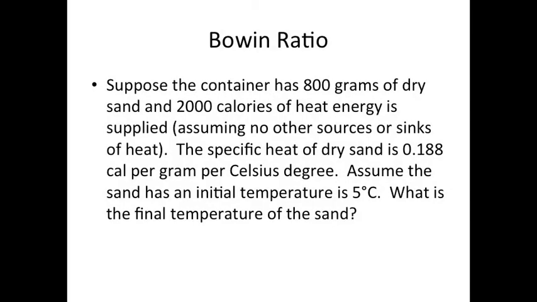Let's take this Bowen ratio problem. Suppose the container has 800 grams of dry sand and 2,000 calories of heat energy is supplied, assuming no other sources or sinks of heat. The specific heat of dry sand is 0.188 calories per gram per Celsius degree. Assume the sand has an initial temperature of 5 degrees Celsius. What is the final temperature of the sand?